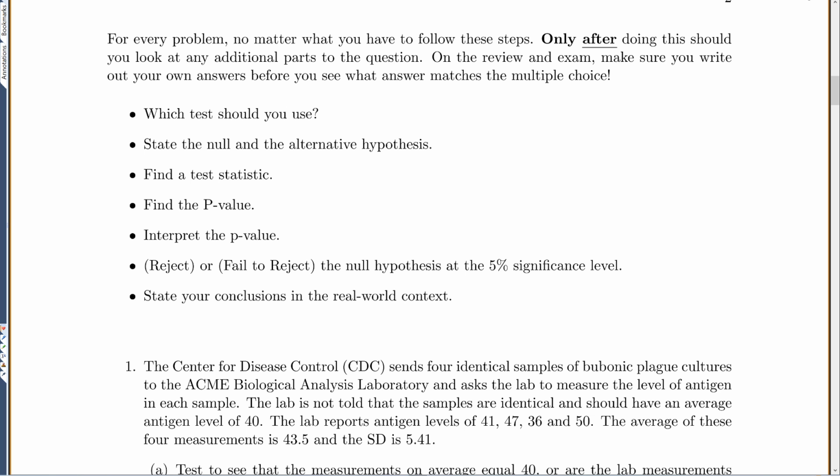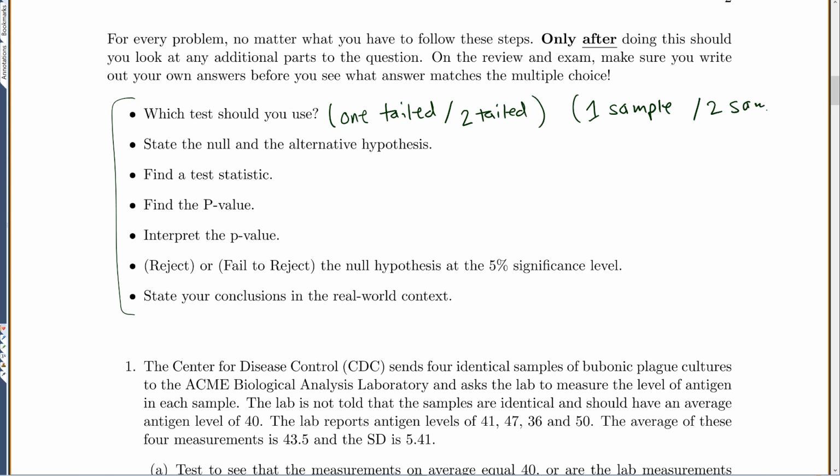Now, for every problem, no matter what the problem tells you, you have to follow these steps on the review. So these steps being, you need to go through and say, well, which test should you use? And along with that, you should also know, is it one-tailed or two-tailed? And then you also need to be able to tell me, is it a one sample or is it two sample?